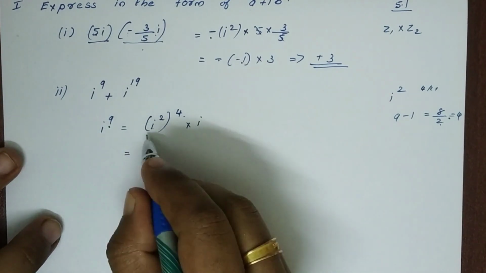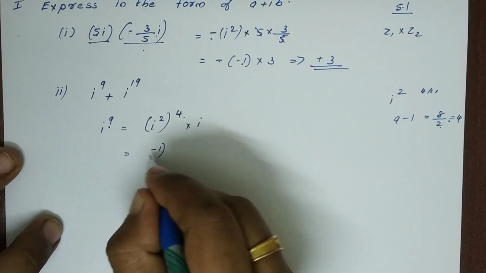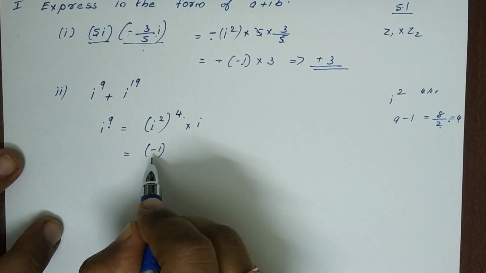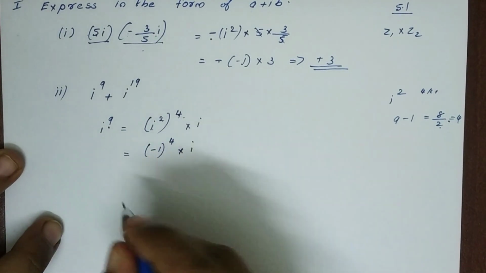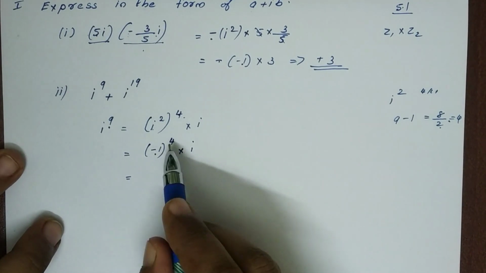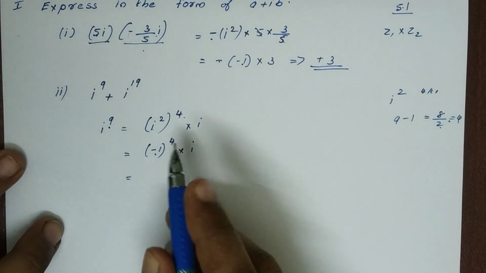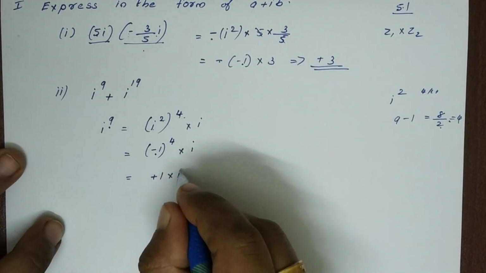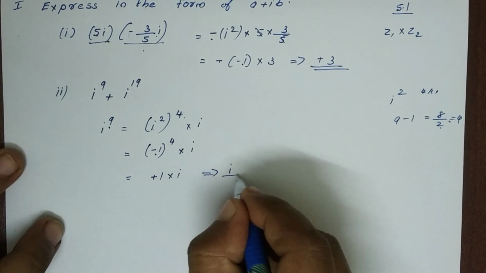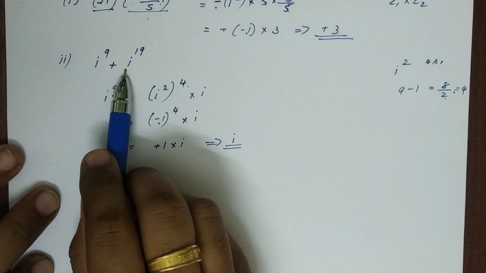So this is equal to i square raised to 4 into i. Since i square gives minus 1, we get minus 1 raised to 4 into i. Minus 1 raised to an even power gives plus 1, so it is plus 1 into i, that is i.